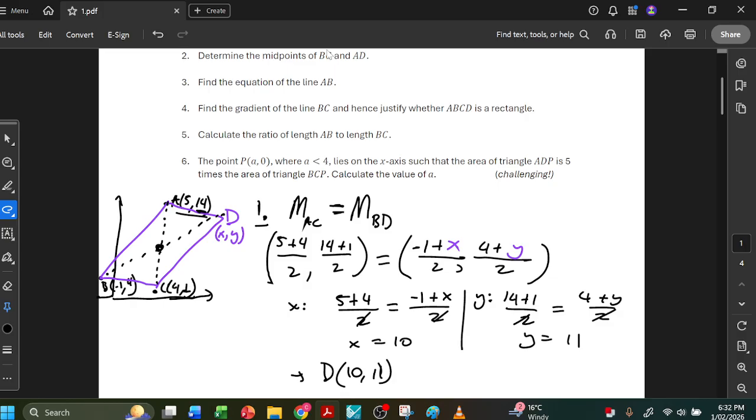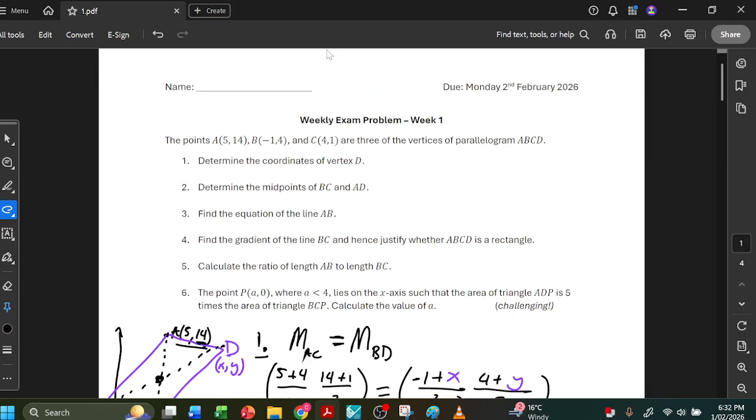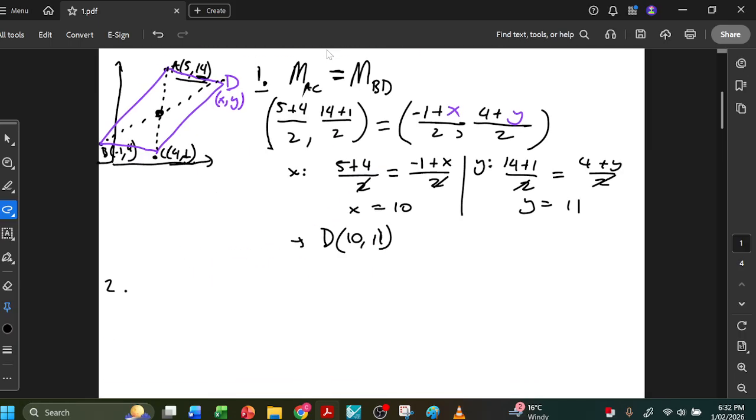Okay. So let's move on to question 2. In question 2, we want to determine the midpoints of BC and AD.